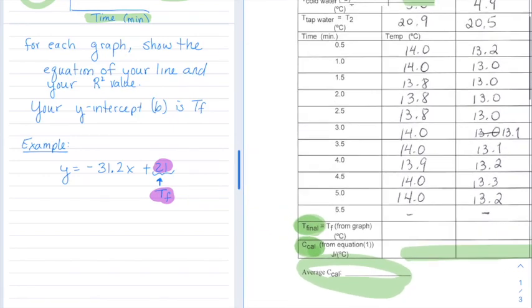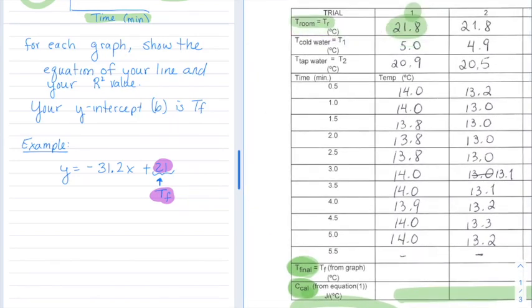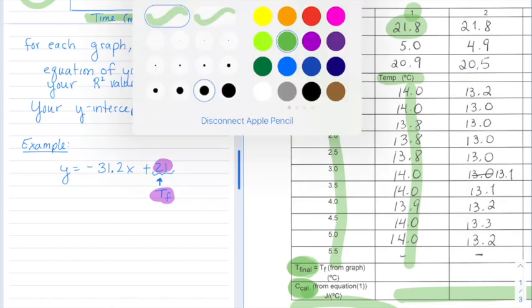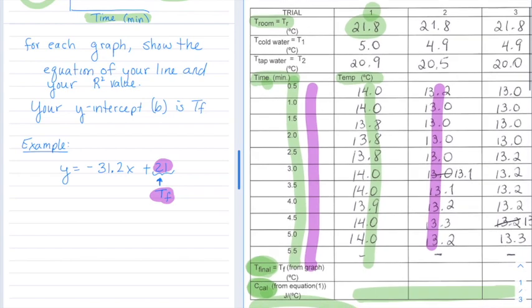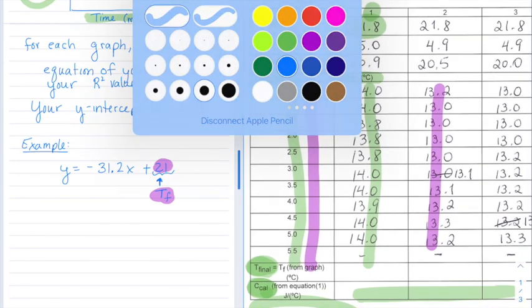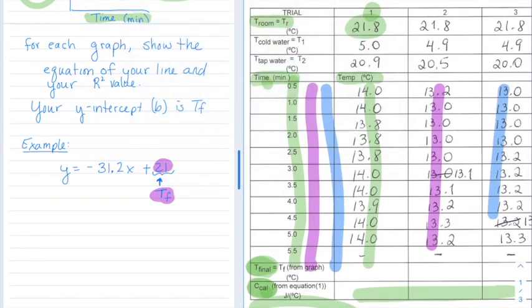Okay, so what you're graphing, the x-axis for all of them will be time. The y-axis will be temperature. So you'll be graphing this, and then for trial number 2, this, and then for trial number 3, this one and this one here.